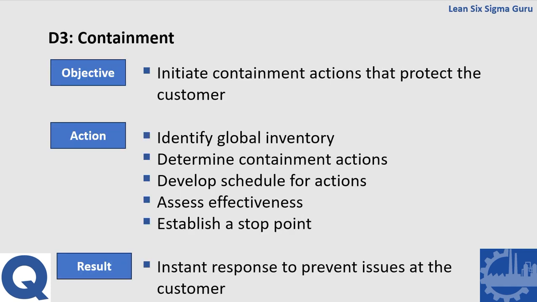So to go back and look at containment action again, there's an objective for D3. That is to initiate containment actions that protect the customer while we go through the problem-solving process. The actions are to identify that global inventory at all different levels, determine the containment actions and the schedule, and how we're going to determine the effectiveness of those actions and whether it's been effective or not, and to establish a stop point so we don't do this forever and ever. And then the result needs to be an instant response to prevent issues from affecting the customer.